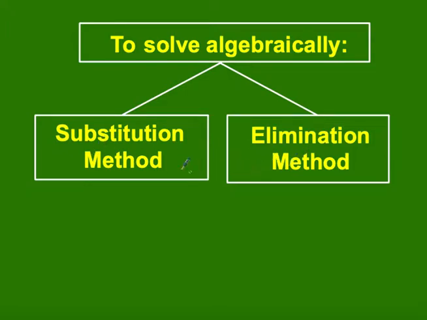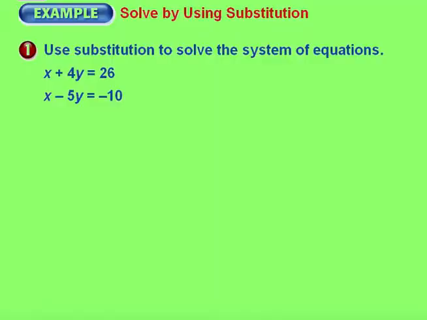With both methods, you're going to see some substitution, but elimination will eliminate a variable. All right, so let's look first at our substitution method. It says use substitution to solve the system of equations. Now you'll remember I said in the last lesson that if I'm missing two variables, then I need to at least have two equations. So I indeed have two equations.